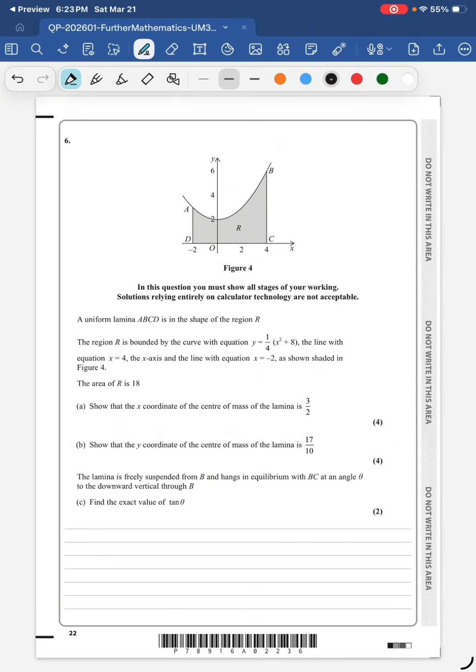Okay, question 6. So we have this uniform lamina. They say in this question you must show all stages of your working; solutions relying entirely on calculator technology are not acceptable. Okay, let me check something.